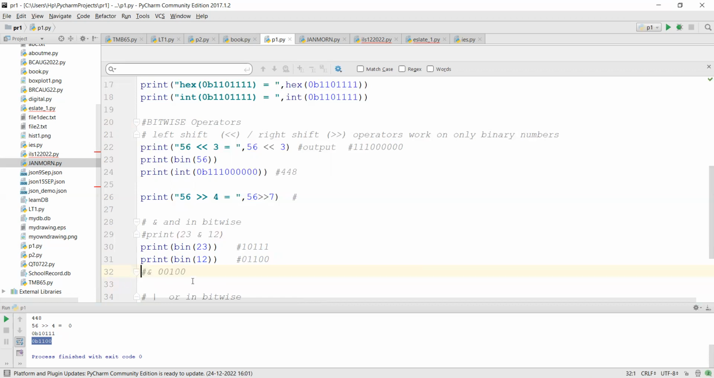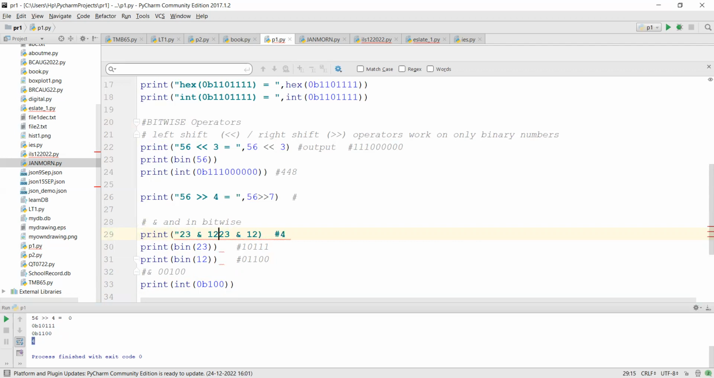Now again we have to translate this into integer. So how do you translate into integer? You say print int of 0b, this binary, right? So 0 0 1 0 0. You can put 0 0 or you can remove 0 0. 0 0 on the left doesn't have any value. Okay, when you run it, you see it is 4. That means 23 and 12 will give you 4. Okay, so you understood how we got 4?